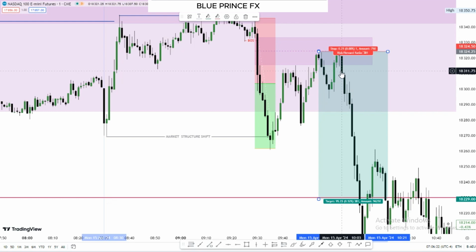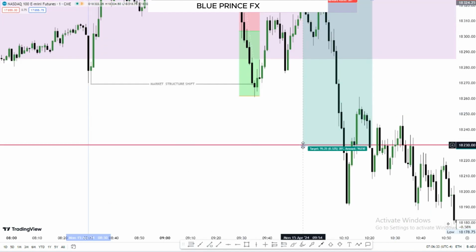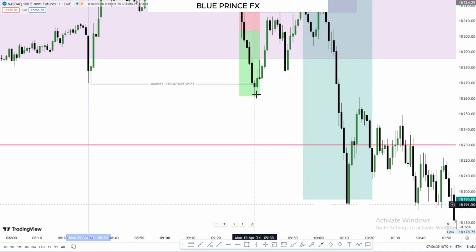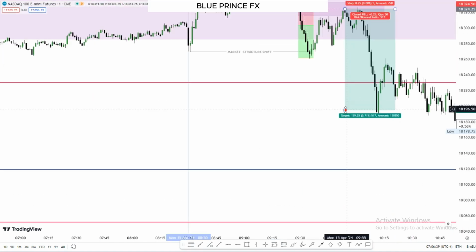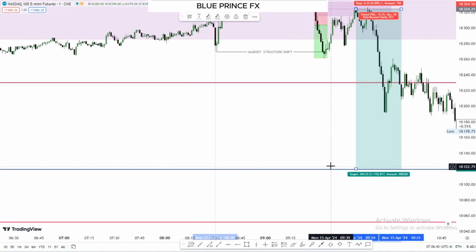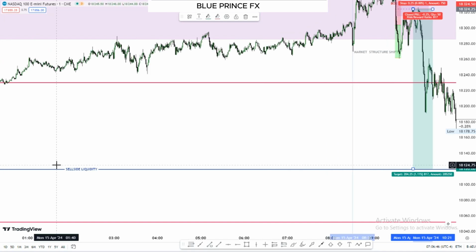So now I can relax. I have no trading psychology that is going to mess with my understanding of what the market is trying to do. So now I can trade clearly. So now the next target is going to be what? The relative equal lows on the 1 hour time frame. So this is my first target, because this is the sell side liquidity. This is the New York midnight open. This is the sell side liquidity. So this is the first target.